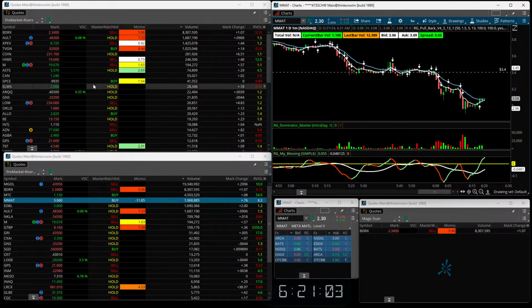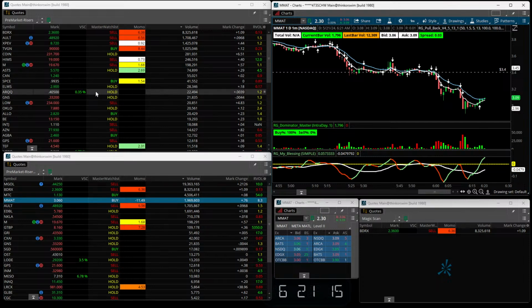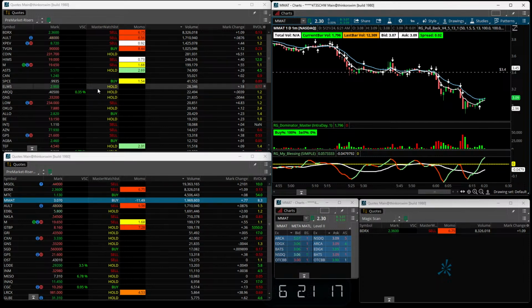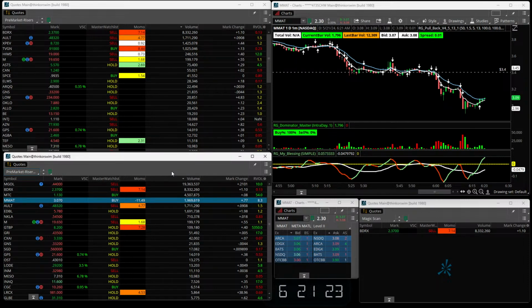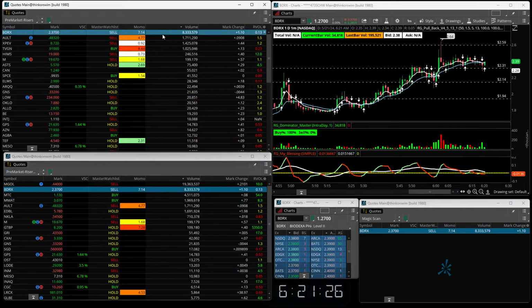Always zoom out, look at the bigger picture before you make a trade. Make sure it's headed in the right direction. You want to play the direction of the trend, not opposite the trend. Yeah, it's very slow this morning. We just have to be patient and wait.